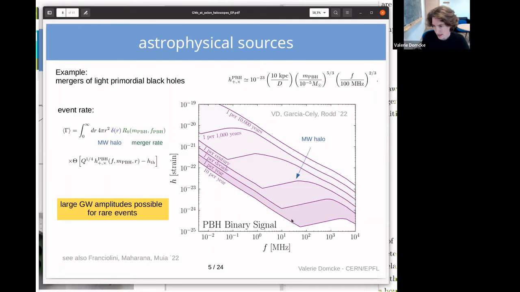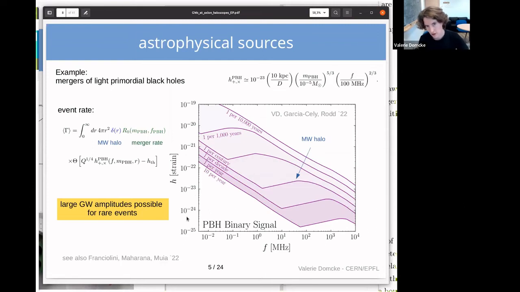This kind of bump, this enhancement is due to the fact that as we go to smaller and smaller masses, we become sensitive to the dark matter halo of the Milky Way, as we get a local overdensity of dark matter, which in this case are the primordial black holes, which boost our signal. But the take-home message that I want you to take away from this plot is that with astrophysical signals, the target range for this strain sensitivity is of the order 10 to the minus 23, 10 to the minus 24, right?